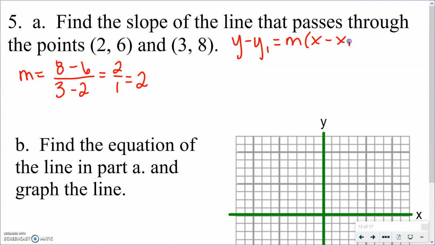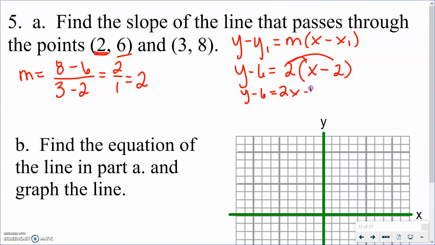So I'm going to write out what point slope form is. y minus y1, that's just the first y coordinate, so 6. So y minus 6 equals, and then my m that we found is 2, and then x minus x1, which in this case is 2. I'm going to distribute, and I get y minus 6 equals 2x minus 4. Add 6 to both sides, and I get y equals 2x plus 2.